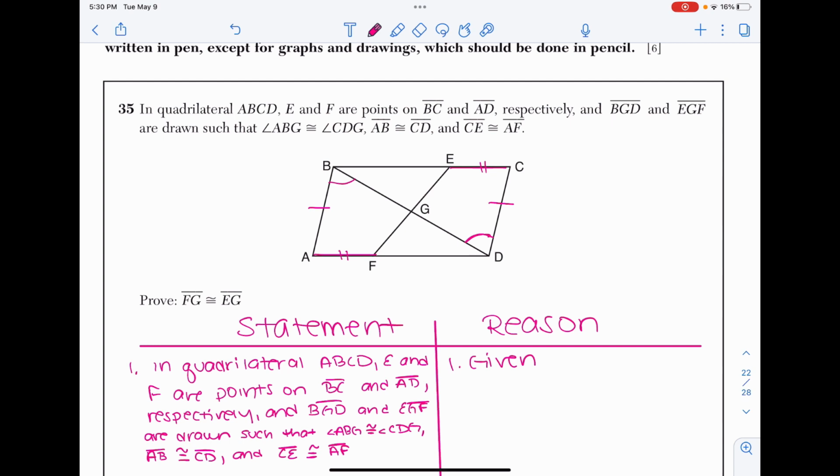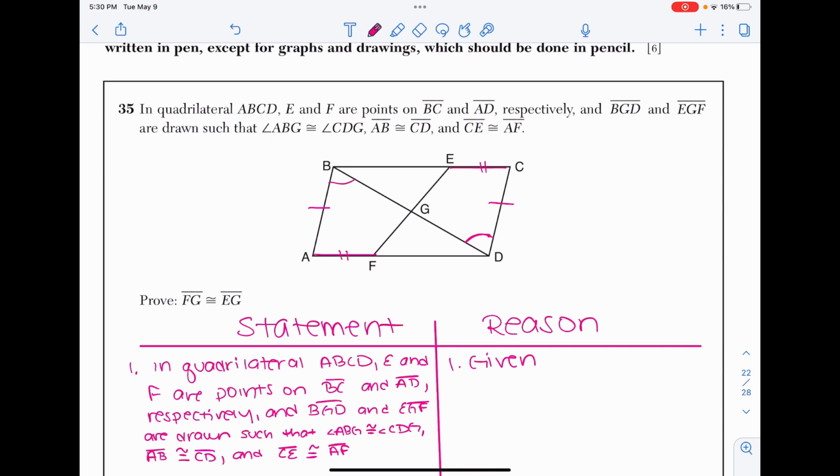It says in quadrilateral ABCD, E and F are points on BC and AD respectively. We are given some line segments that are drawn, and then we're given some angles and segments that are congruent to one another. Okay, so for most, I'm going to say most, proofs on the Regents exam, they often have to do with some sort of quadrilateral. So knowing your properties of trapezoids, parallelograms, squares, etc., is really important for getting full credit on this proof. So again, that's how we are going to try and go about this question here.